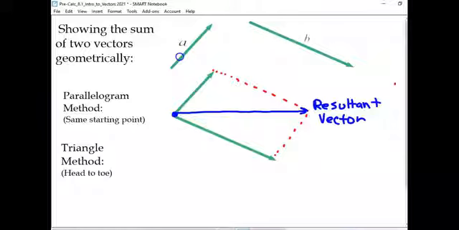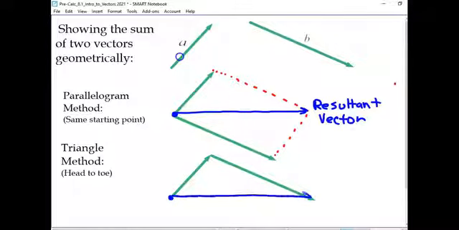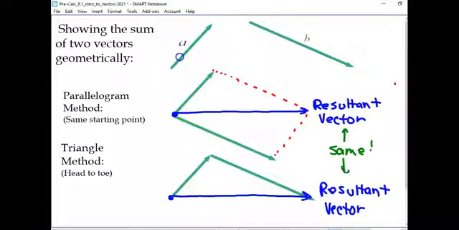And if we did it using the triangle method, the triangle method is going the tip of the one to the tail of the other. So the arrow to the non-arrow side. And again, if I start here at the beginning of the one and I go to the end of the other, notice I get the exact same resultant vector. It's the exact same. Same thing. All right.